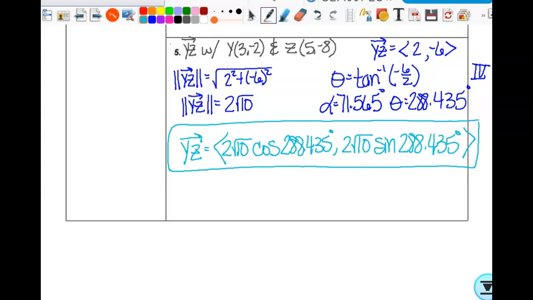And this one, what do we do with alpha to get theta? Subtract it from 360. Yes, very good. Any questions at all? Okay.